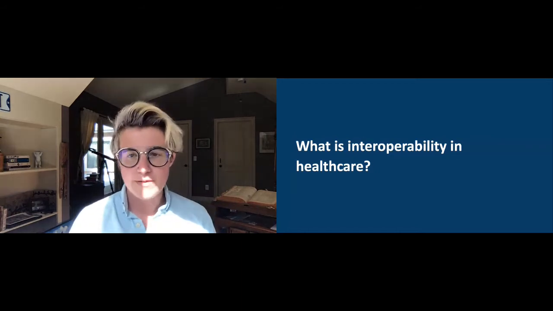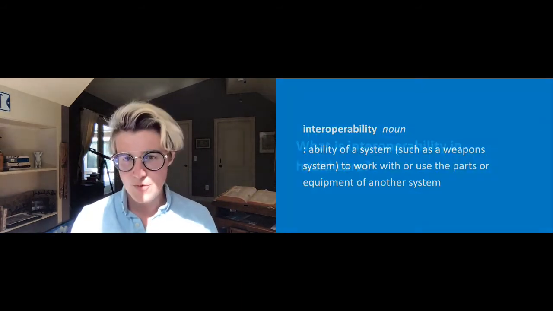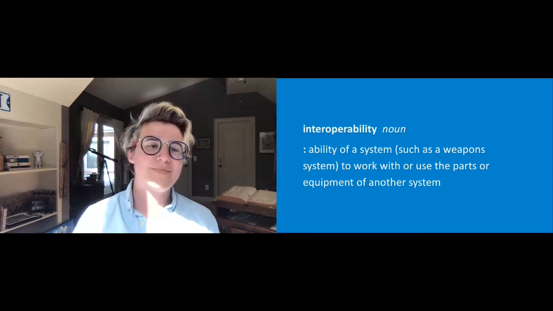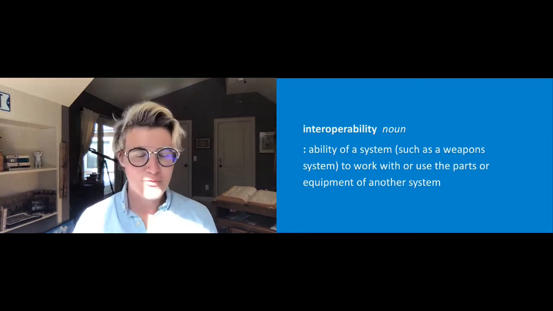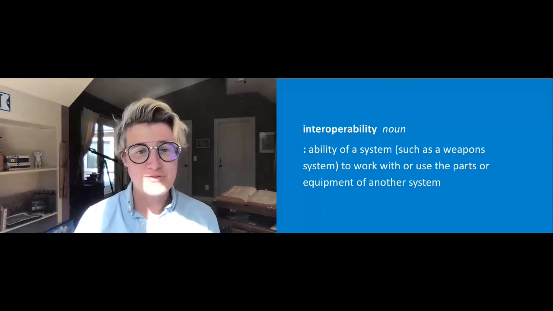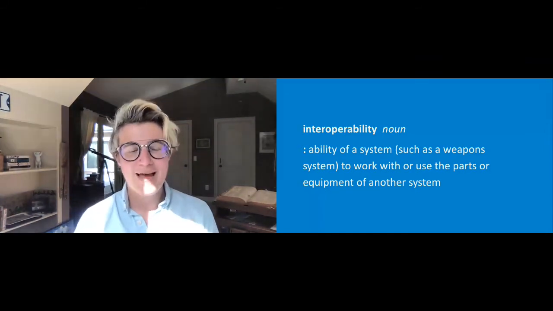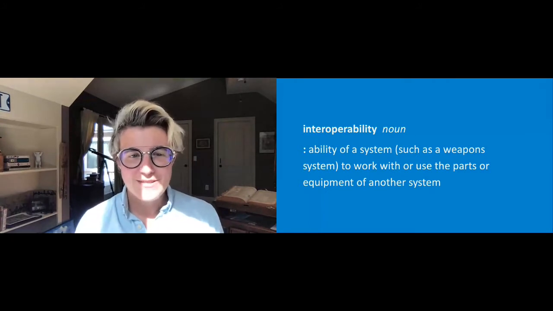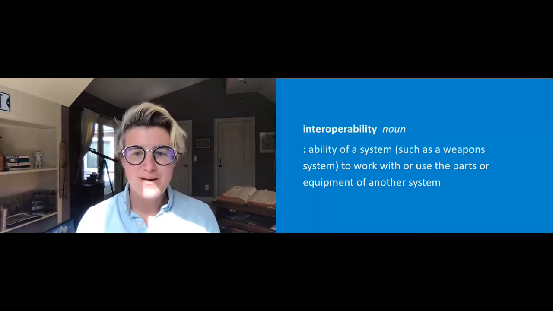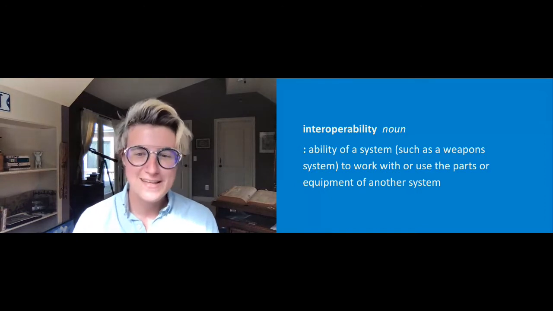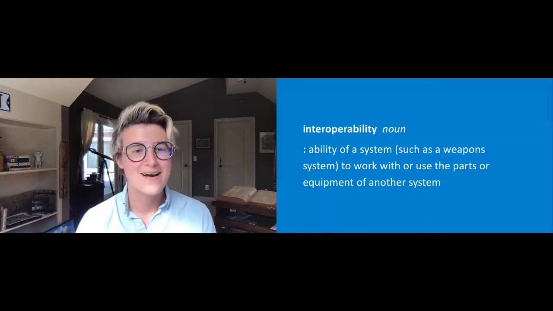So what is interoperability in healthcare? Well, we can start with a noun. The dictionary definition from Merriam-Webster is the ability of a system, such as a weapon system, to work with or use the parts or equipment of another system. So weirdly, every dictionary I looked in used the weapon system as an example. I don't know why. Luckily, we're not talking about weapons, we're talking about healthcare.